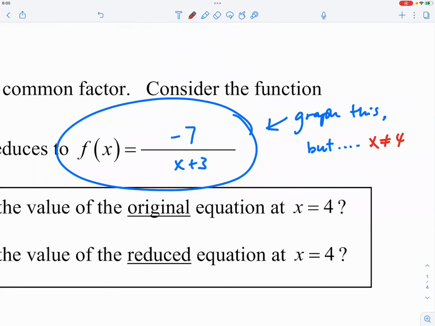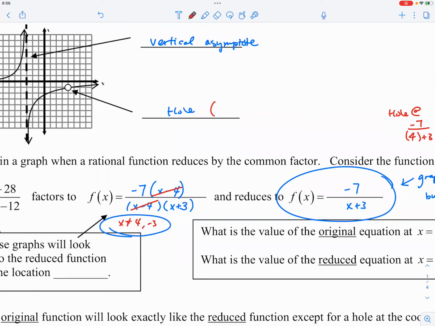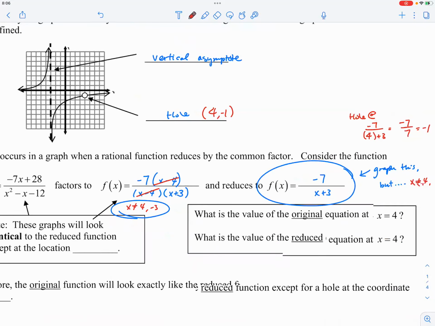But how do we know where the hole is? We simply put the 4 into x. Because we graph this as normal, we need to manually place an open circle there. So we say, negative 7 over 7, which is negative 1. And that's the reason why at (4, negative 1), we have a hole.